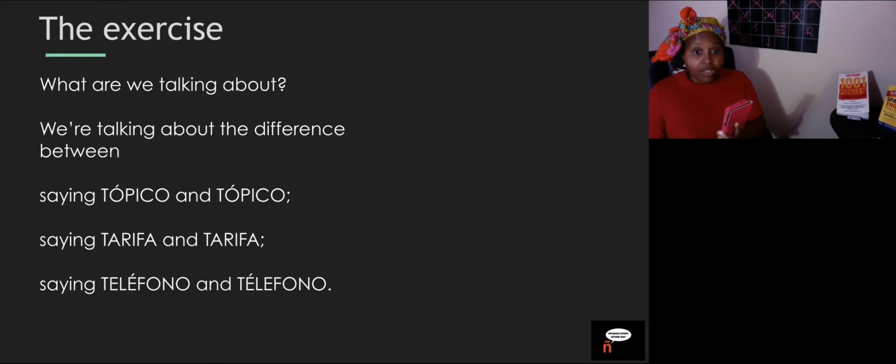All of this is about the difference between saying "stópico" and "tópico," or "starifa" and "tarifa," or "steléfono" and "teléfono." Sorry. So we need to be able to hear the ts and the t. There's a difference between the two.